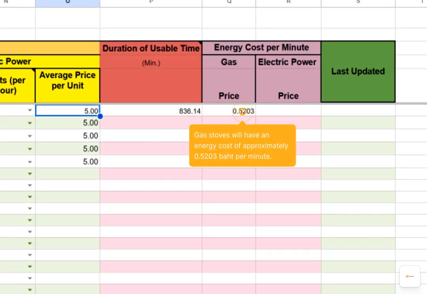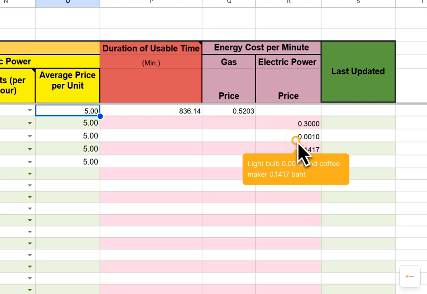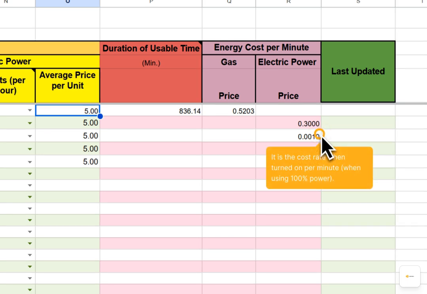The KB5 gas stove will have an energy cost of approximately 0.5203 baht per minute. Air conditioners 0.3 baht. Light bulbs cost 0.001 baht, and coffee makers cost 0.1417 baht. And refrigerators 0.0262. This is the cost rate when the power is activated per minute. Asterisk, the rate when the power is used at 100%, which is not actually fully loaded.